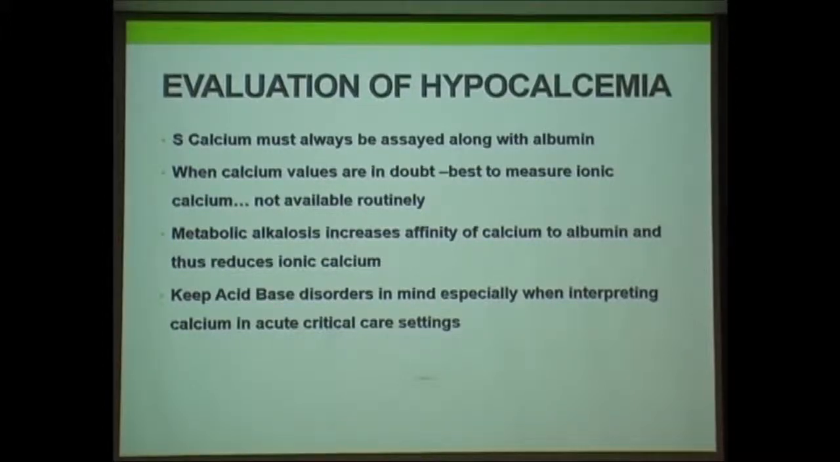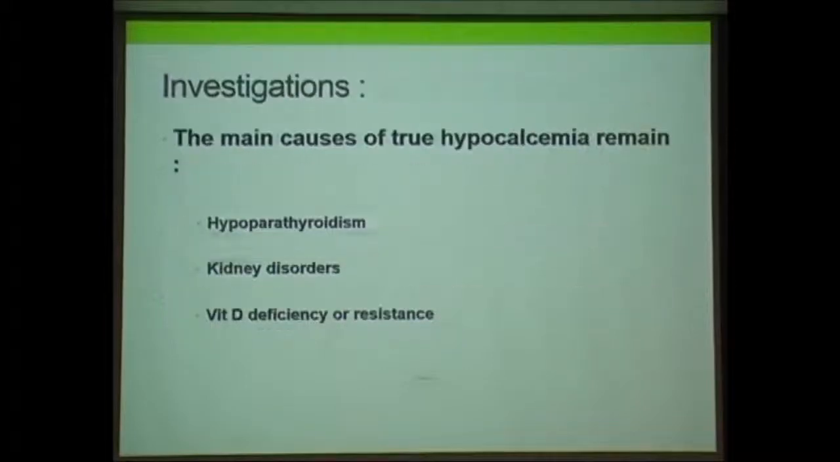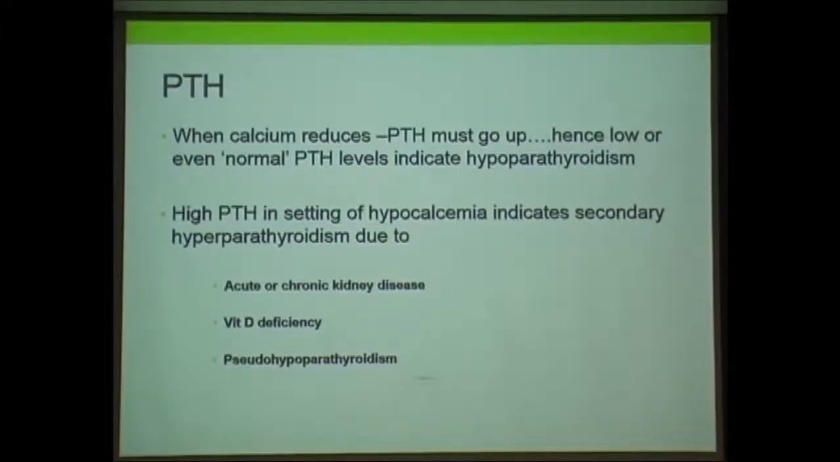So, keep acid base disorders in mind, especially when interpreting calcium in acute critical care conditions or young girls presenting with so called tetany in casualties. They could actually be malingerers or they could show a hysterical conversion reaction. So, the main causes still remain three: hypoparathyroidism, chronic kidney disease, and vitamin D deficiency or something called vitamin D resistance. Not very common, but certainly known.